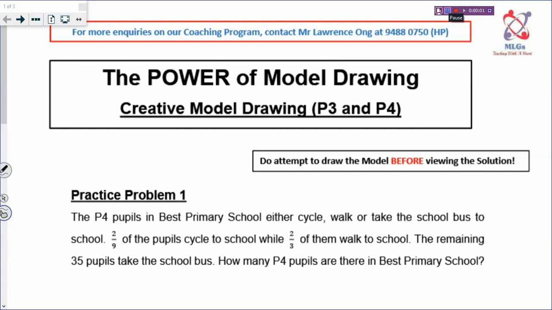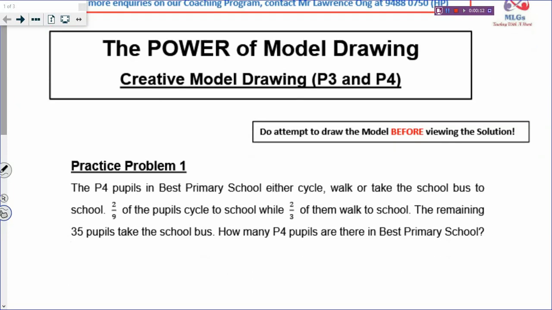Okay, welcome back to the Power of Model Drawing. So we are resuming our drawing lessons after the March break. Okay, so let's come back to fractions. How do we draw out fractions?